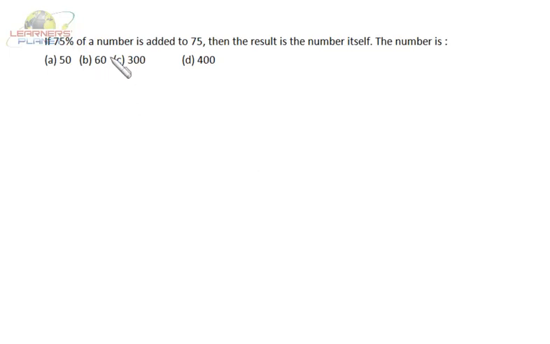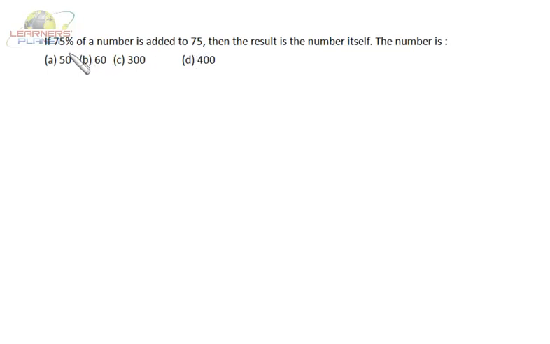If 75% of a number is added to 75, then the result is the number itself. Friends, we can do this problem mentally. 75% of a number is added to 75, then we are getting the number itself. That means this 75 is actually 25% of that particular number.